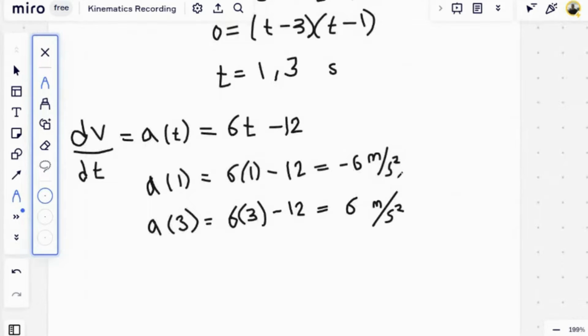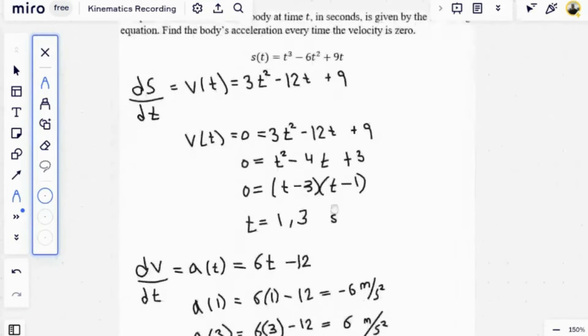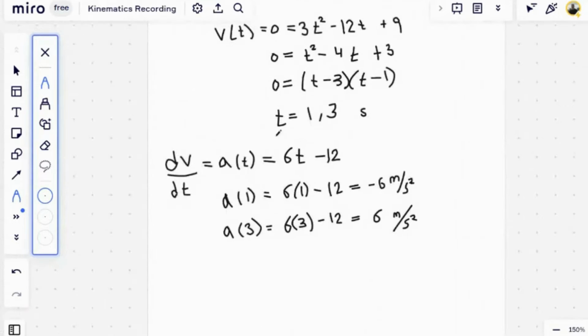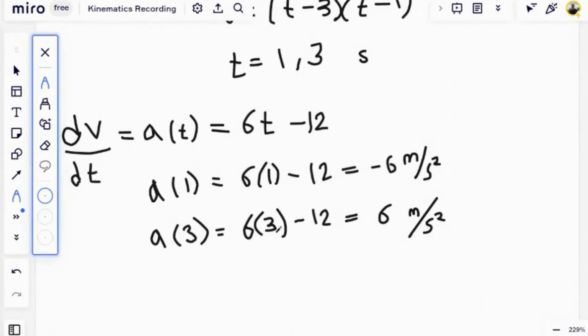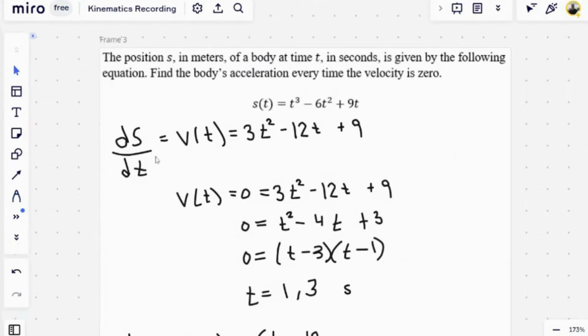And so those are our 2 final answers. The times that the velocity is equal to 0 are 1 and 3 seconds, and the acceleration at those times is going to be minus 6 meters per second squared and positive 6 meters per second squared. For this question, the key to solving it is to throw away those old equations from high school and pull out the new calculus versions of those.